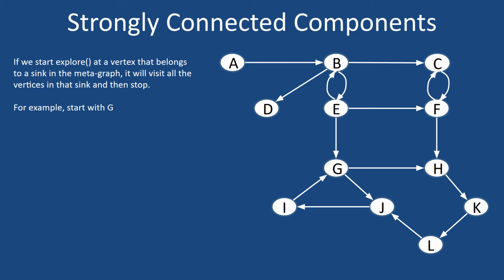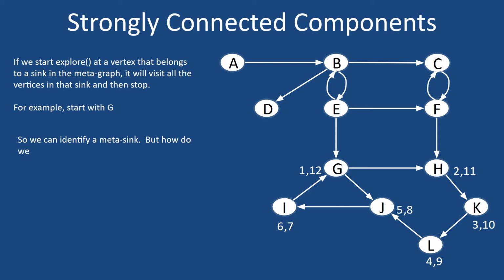Well, then all we have to do is explore from G, and it will visit everything. We know that those 6 vertices form a sink in the metagraph, and we've picked them all off. We have identified, we have visited just the things in that sink. Now, why did that work? Why did starting in the metasink and exploring let us identify everything in it?